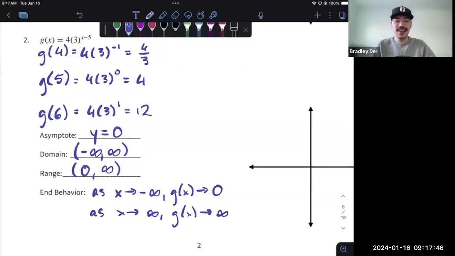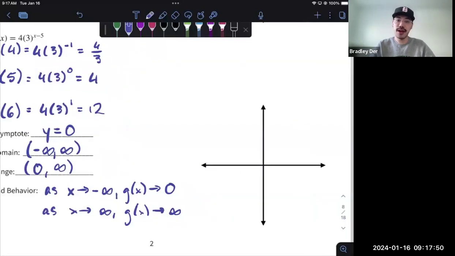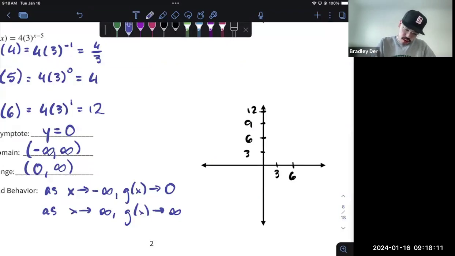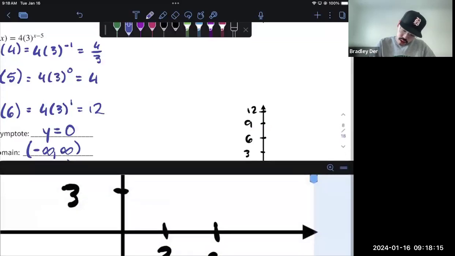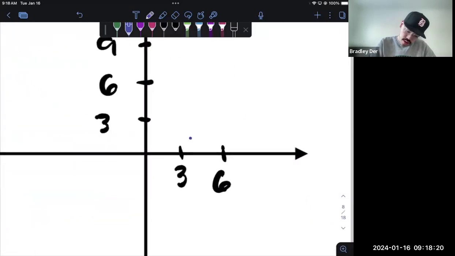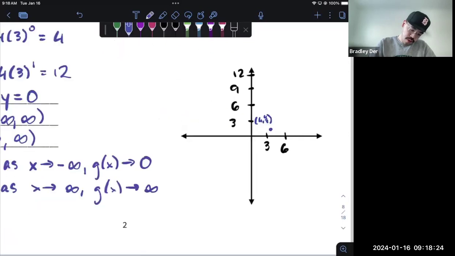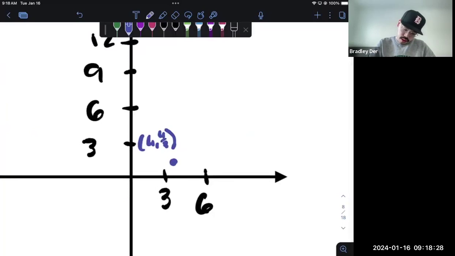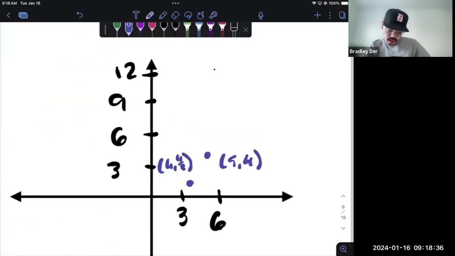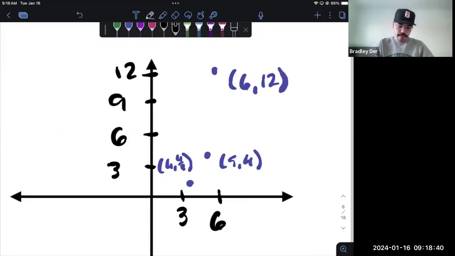All right, so now we're going to graph. Hopefully that lines up. If my graph doesn't match my end behavior and my range, that will be embarrassing. So 4, 4/3, be a little more than 1. Oh, come on, man. 4, 4/3. My other point was 5, 4. Like here. 6, 12. Asymptote at y equals 0.